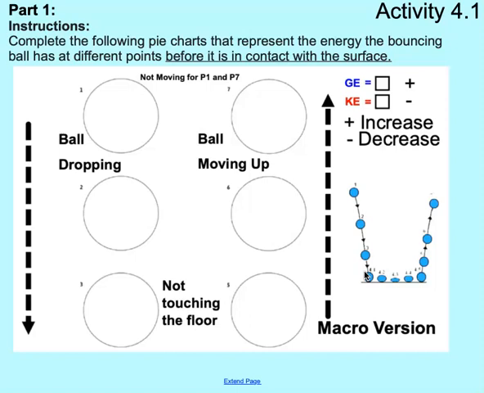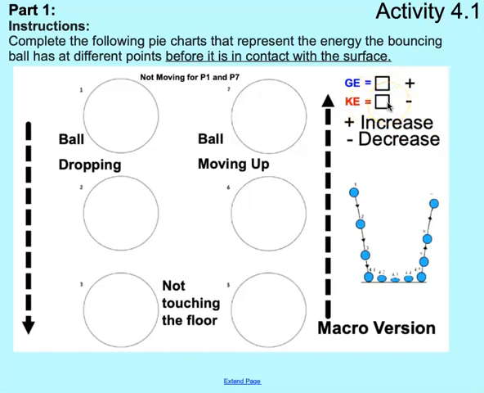So the bouncing ball, or the drop ball, was in 3.2 and the pendulum was in 3.3. We've already practiced drawing energy conversion diagrams. So what I would like you to do is pause the video and draw an energy conversion diagram for positions 1, 2, 3, 5, 6, and 7. GE is going to be blue, KE is going to be red.